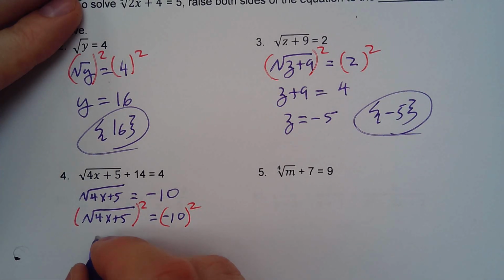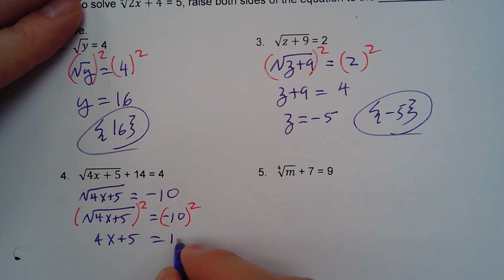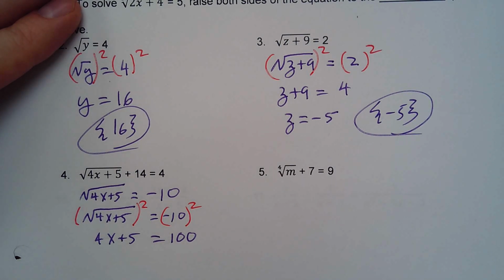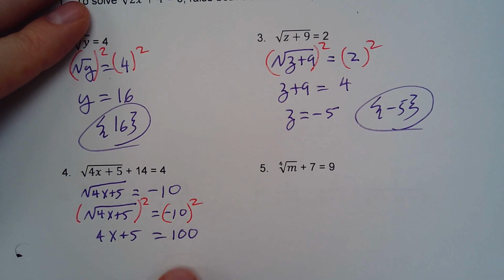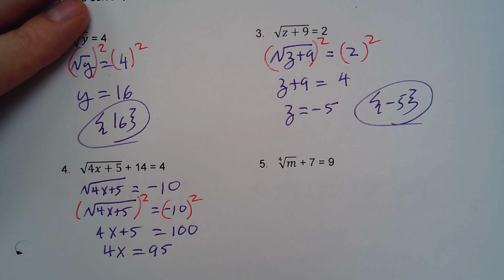So looking at this, it's 4x plus 5. Negative 10 squared is 100. And now we're going to solve for x. I'm going to go ahead and take away 5 from both sides. And then divide by 4.